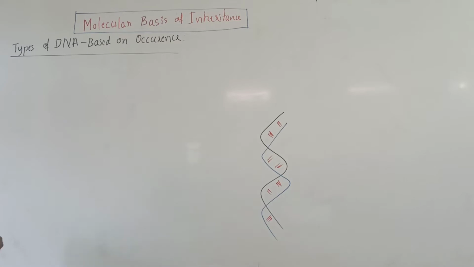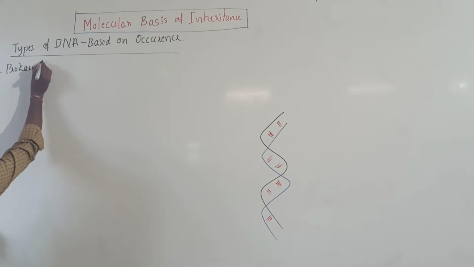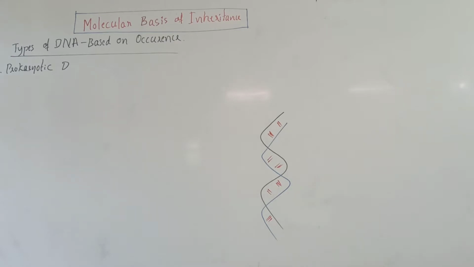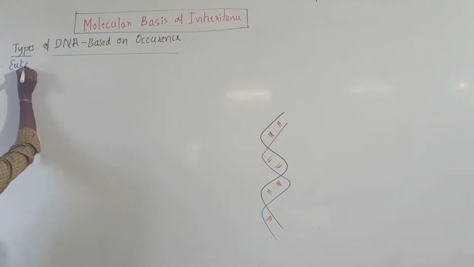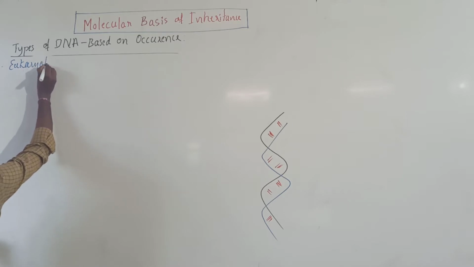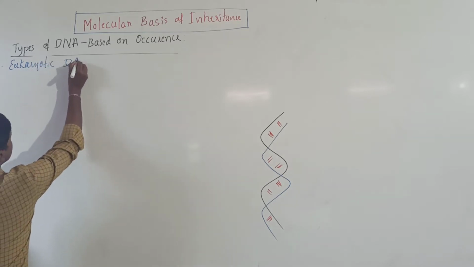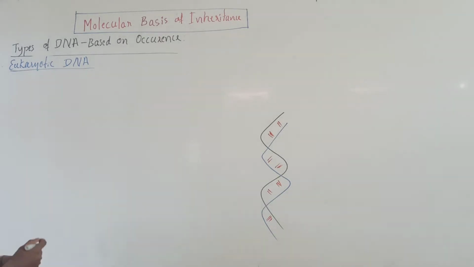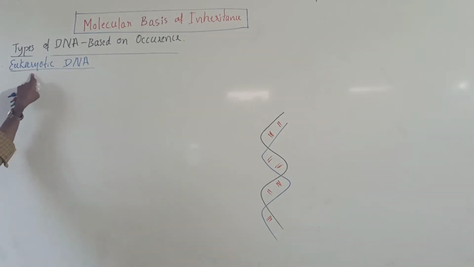Firstly, the first category, prokaryotic. Better we should know eukaryotic first to understand better, otherwise we will be in confusion. First we will see the eukaryotic DNA. Again, in eukaryotes, we can find two types of DNA.